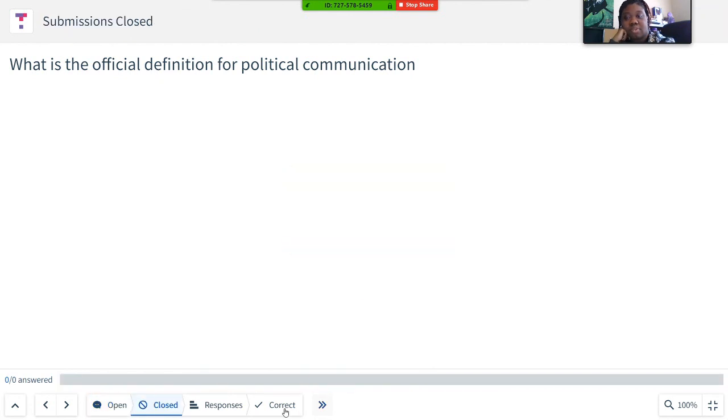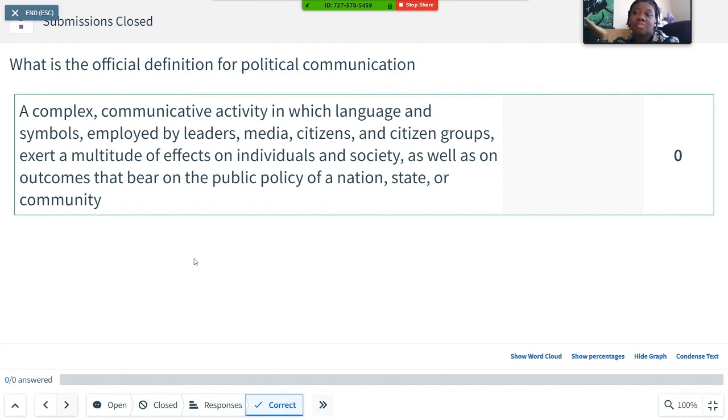All right. What is the official definition? A complex communicative activity in which language and symbols employed by leaders, media, citizens, and citizen groups all exert a multitude of effects on individuals in society, as well as on the outcomes that bear on public policy of the nation, state, or community. Don't forget about that definition of political communication. And that's the last question on this review session. That's all I have for you.